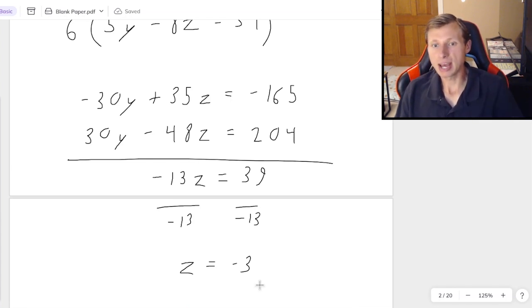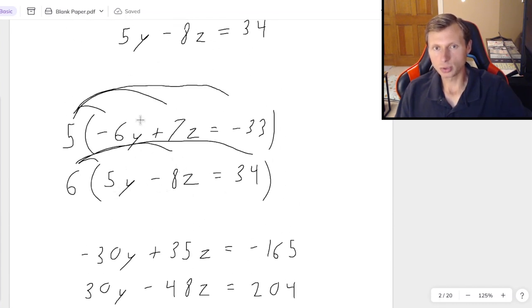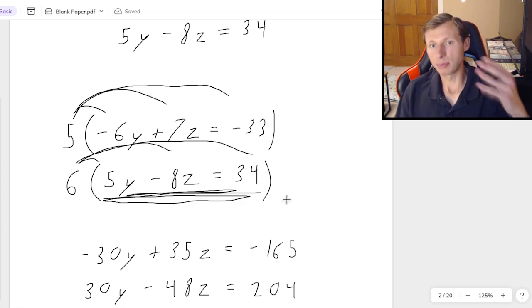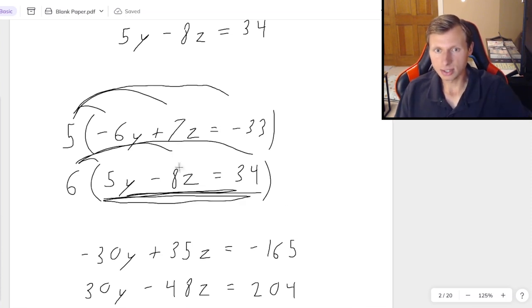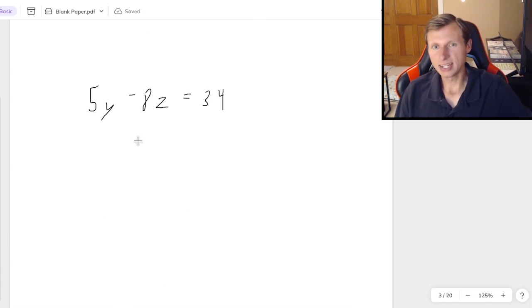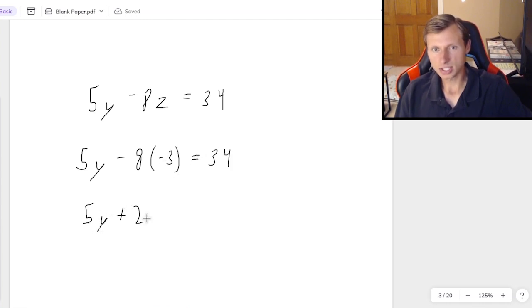But anyways, now that I have z equals -3, I'm just going to work backwards. I'm going to choose one of these 2 equations. I guess I'll choose the bottom one. I'm going to plug in -3 for z right here, and solve for y. That's going to be 5y plus 24 equals 34.